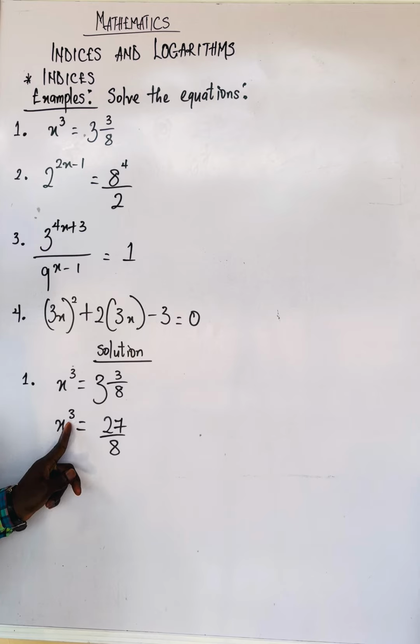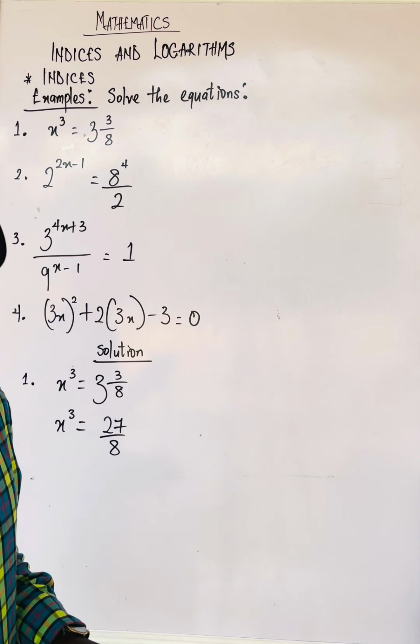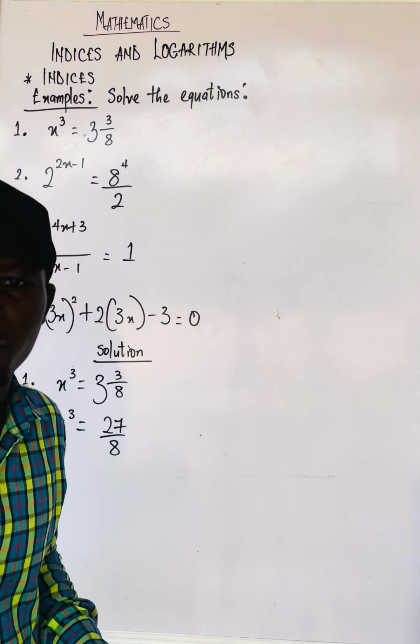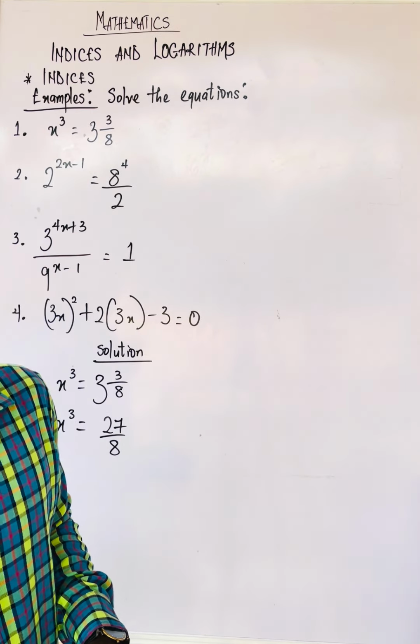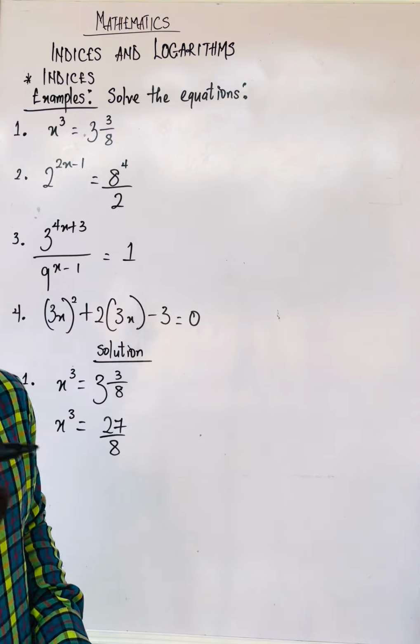To remove this cube, you know this is cube, right? To remove cube, you cube root both sides. If you want to remove cube root, you cube both sides. I don't know if you understand my English.